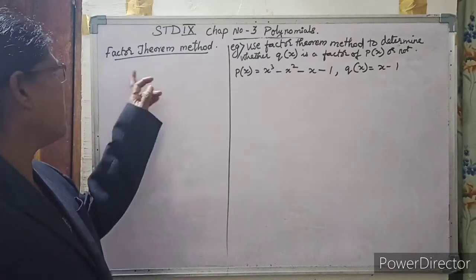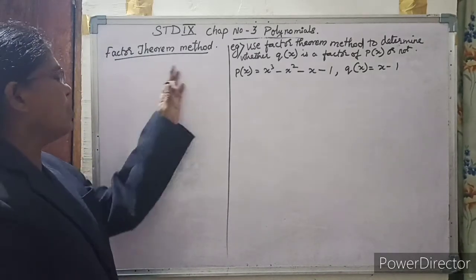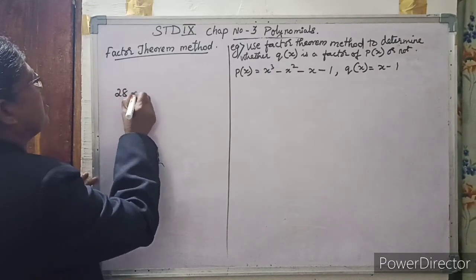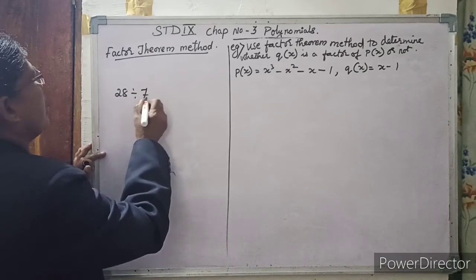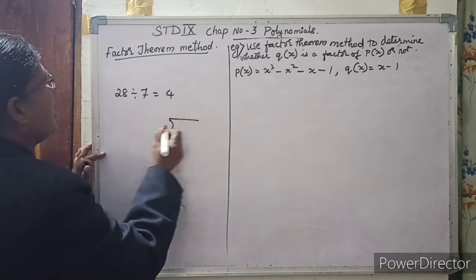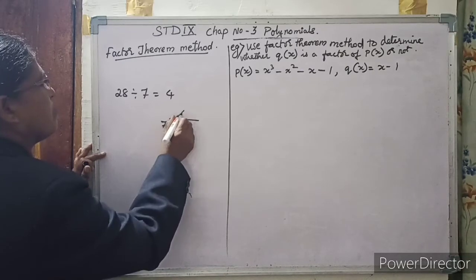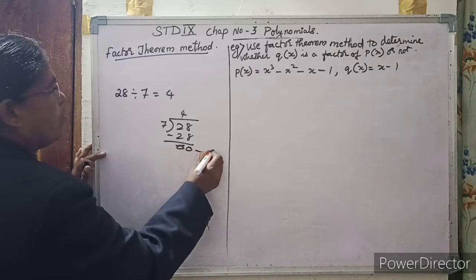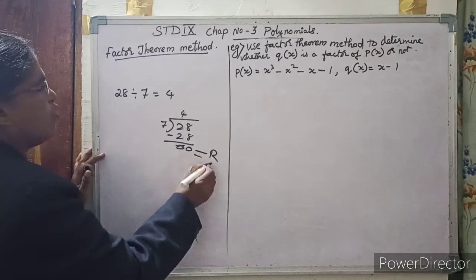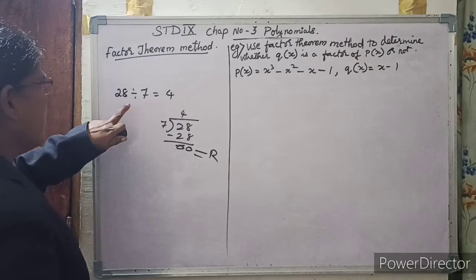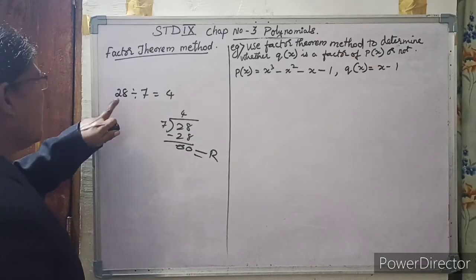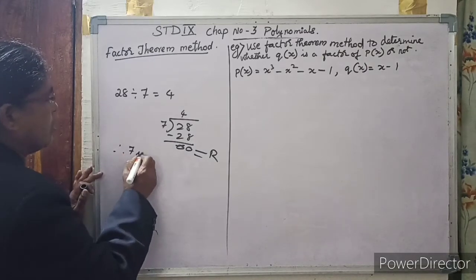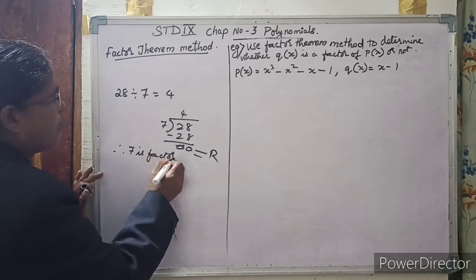Now we are going to learn the factor theorem method. What is the factor theorem method? Now listen here. If I take 28 divided by 7, then it is equal to 4. That means if I divide 28 by 7, 7 fours are 28, minus, 0. The remainder is 0 here. Remainder is equal to 0. That means 7 is a factor of 28.